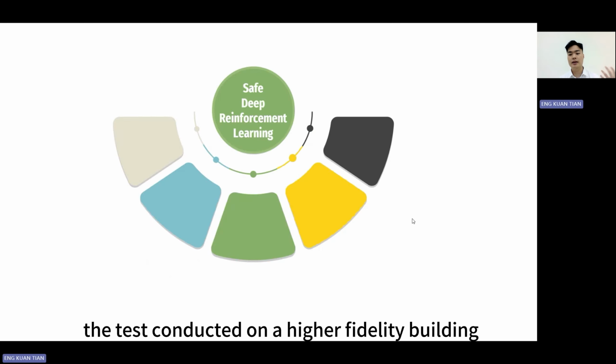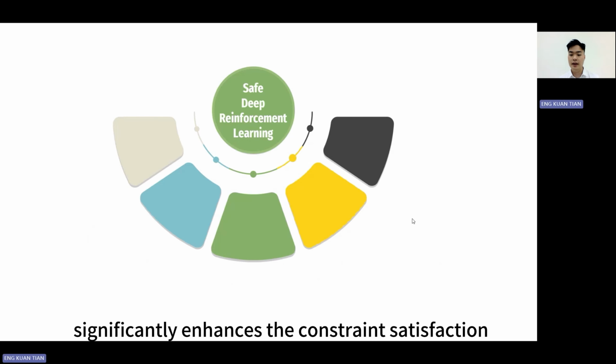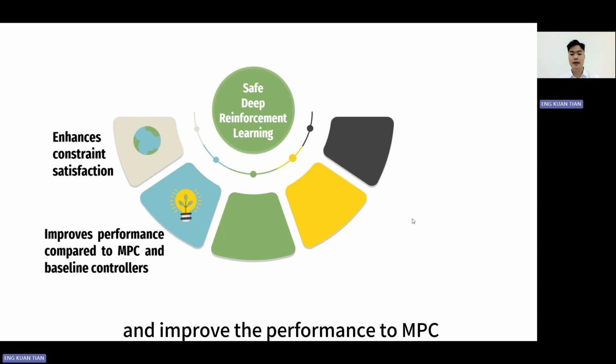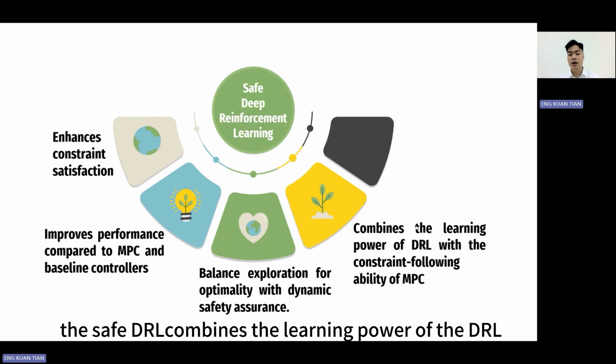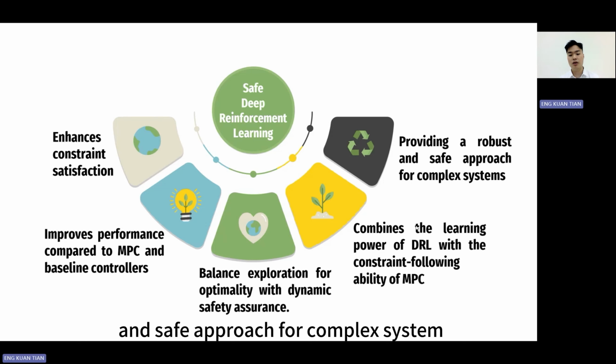Next, the tests conducted on high fidelity building models show that the safe DRL framework significantly enhances the constraint certification and improves the performance over MPC and baseline controllers, demonstrating its ability to balance exploration for optimality with dynamic safety assurance. This is achieved with a relatively small computational overhead, taking a maximum of a few seconds per step. In summary, the safe DRL combines the learning power of the DRL with the constraint following of MPC, providing a robust and safe approach for a complex system like building energy management. And that's all for my part.